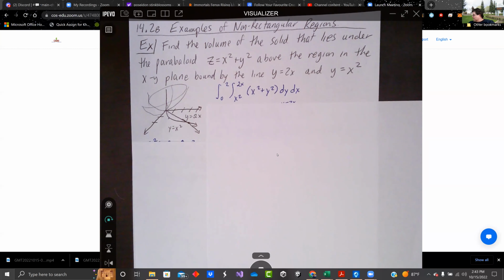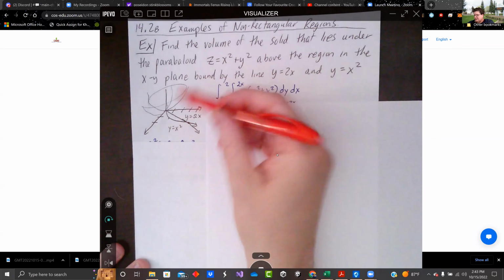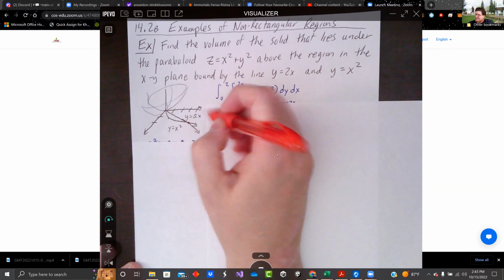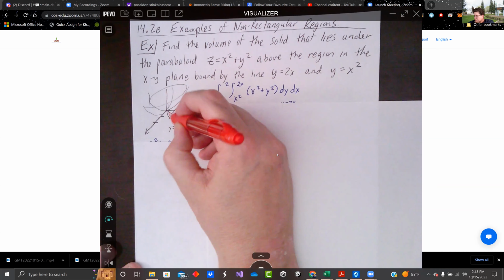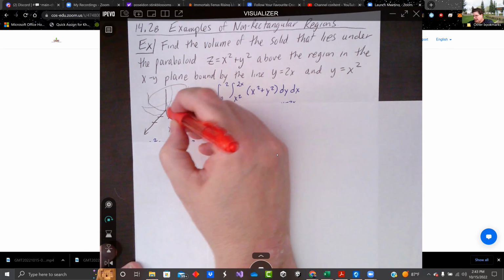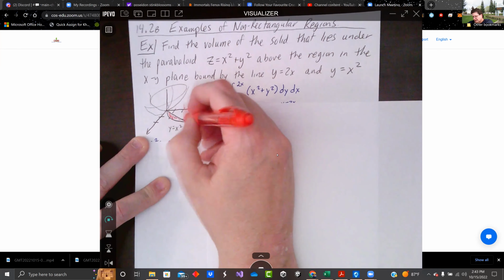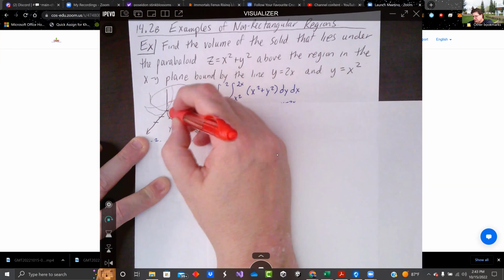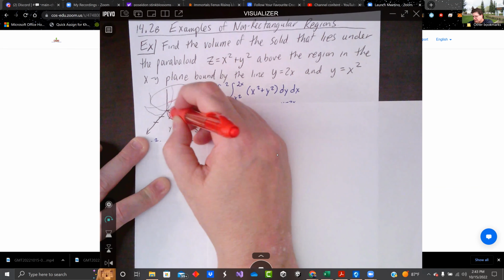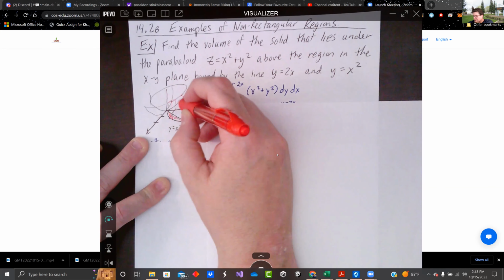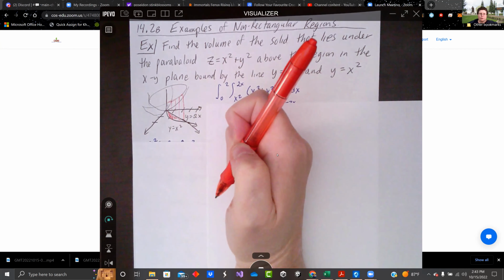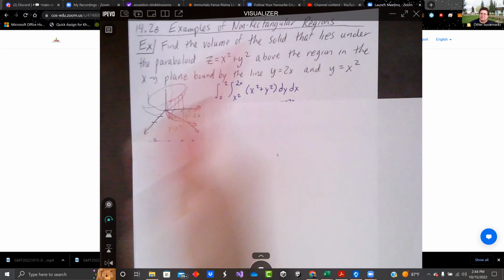So I drew a picture over here, and y equals 2x is a straight line, y equals x squared is here. We're looking at this region right here, and as it goes up to the edge right here, we're looking like that underneath the paraboloid. We're trying to find that volume.